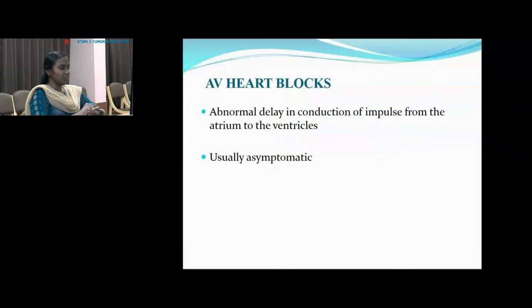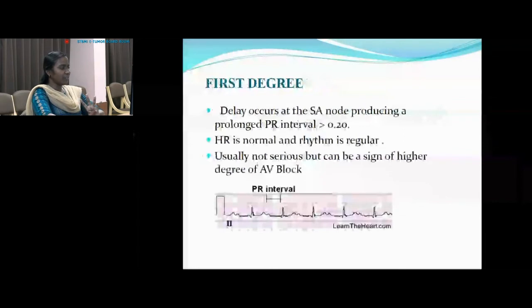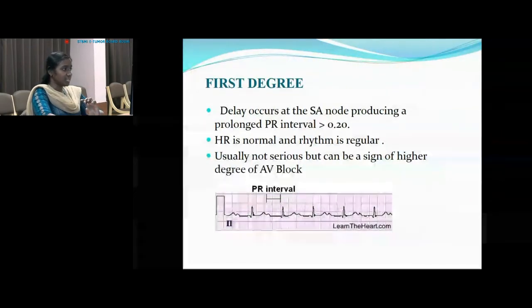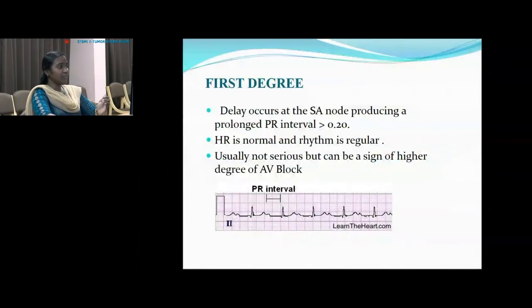Usually patients will be asymptomatic here. And there are three types of heart blocks: first degree, second degree, under second degree Mobitz 1 and 2, and last one is third degree. So first one is first degree heart block. Here, if we observe the delay in the SA node producing a prolonged PR interval greater than 0.2, then we say that is first degree; the normal PR interval is 0.12 to 0.2. So when the interval is observed to be greater than 0.2, we say first degree AV block.